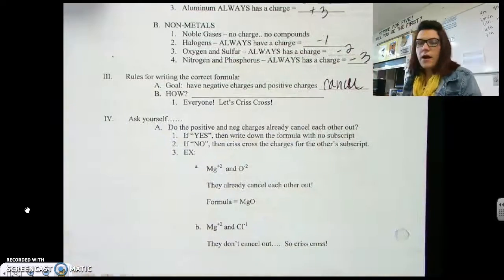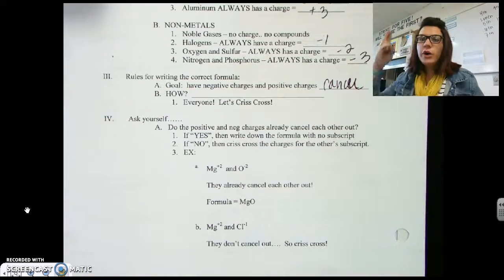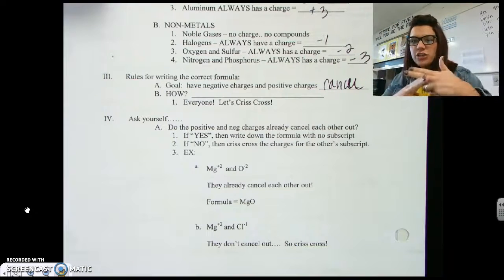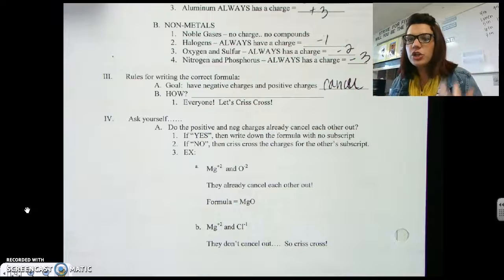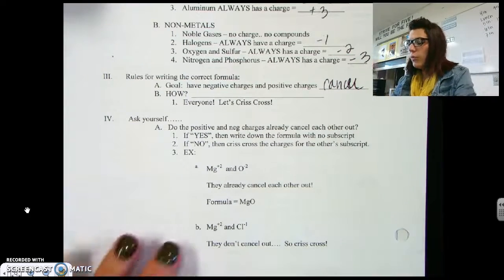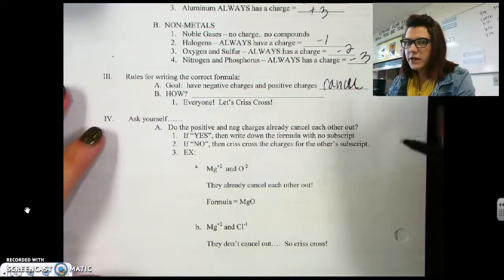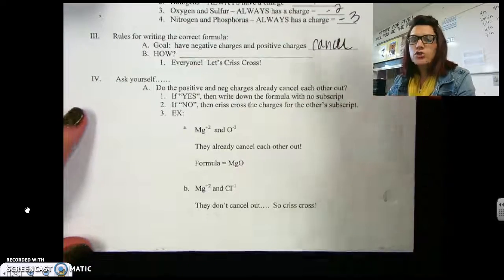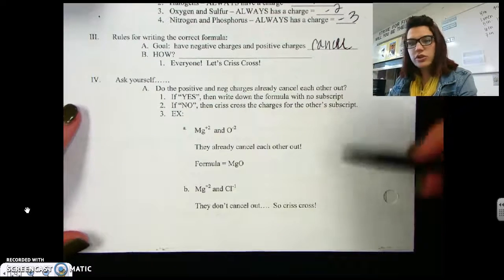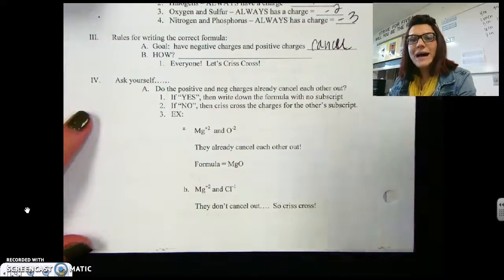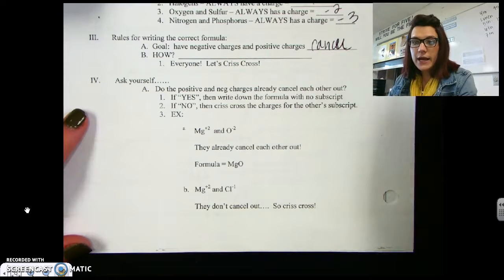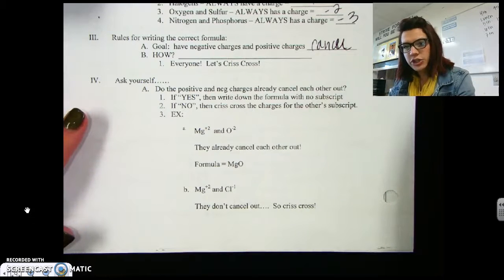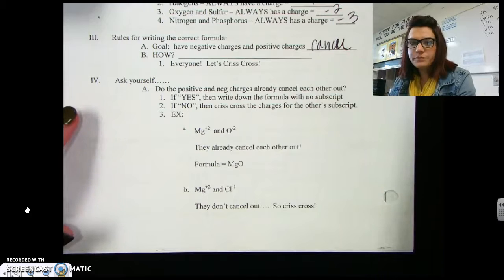Cancel. And how are we going to do that? We're going to crisscross the charges, and it's going to tell us what it's going to look like as a compound, okay? So let's just look at a couple of examples here, and the more practice, the better, okay? So you always ask yourself, there's two questions. Do the positive, so the cation and the anion charge, cancel each other out?